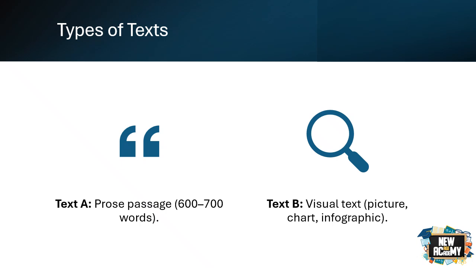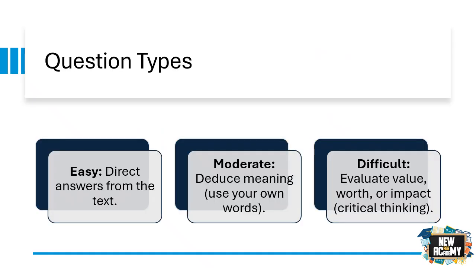As we move forward, let's focus on the question types. You're gonna meet direct answers from the text. You're gonna have deduce meaning. This is using your own words. You're gonna have evaluate, value, worth, or impact. This includes critical thinking, which means that we have easy, moderate, and difficult question types.